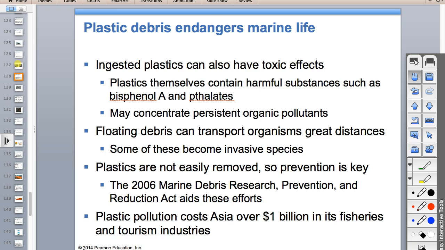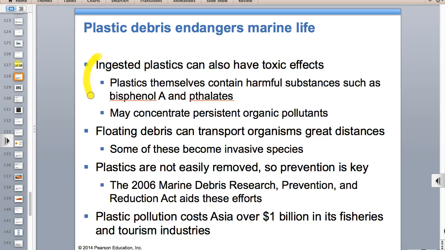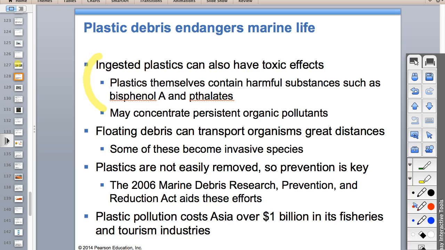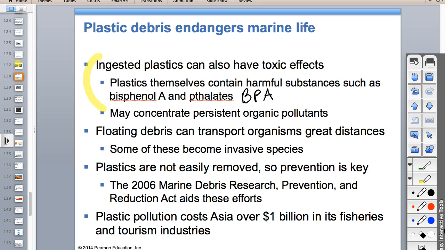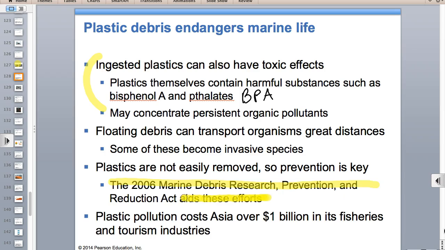So it's really sad. It's heartbreaking. Another thing about that plastic, I had told you guys that it contains things like BPA. That's BPA right there. Phthalates. They're both endocrine disruptors, and so they mess with your hormones and they cause reproductive problems. They're not easily removed. This is a pretty important law, the Marine Debris Research Prevention and Reduction Act. That was supposed to put money forward to reduce some plastic in the oceans, and it helped a little bit. Cost a lot of money as far as fishing loss, tourism loss.